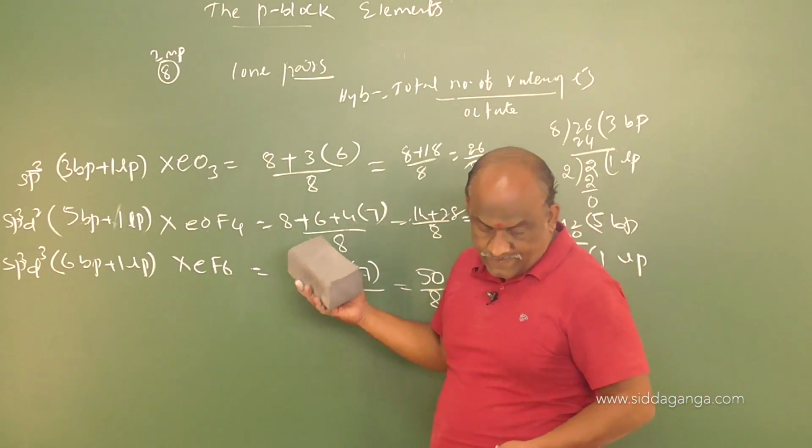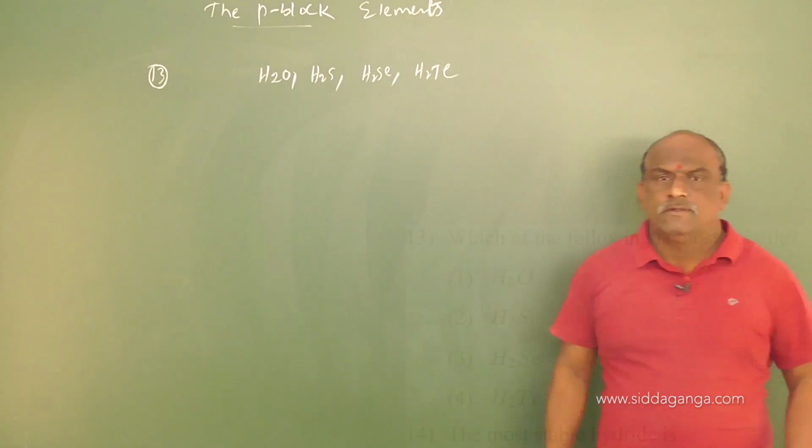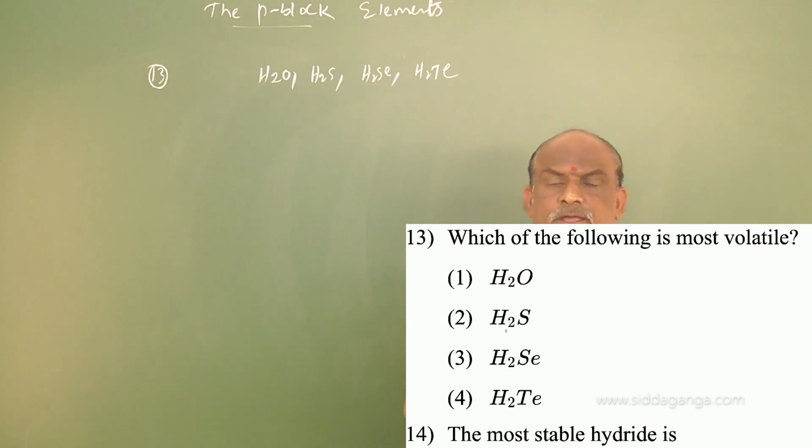After that, next question, question number 13. Which of the following is most volatile? H2O, H2S, H2Se, H2Te. So here water, hydrogen sulfide, hydrogen selenide, hydrogen telluride.